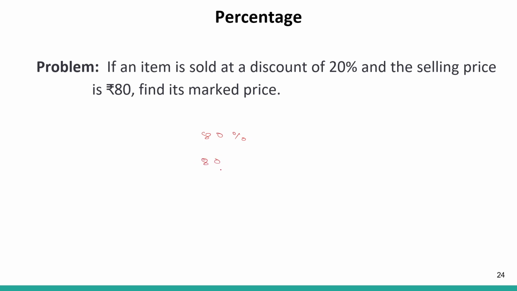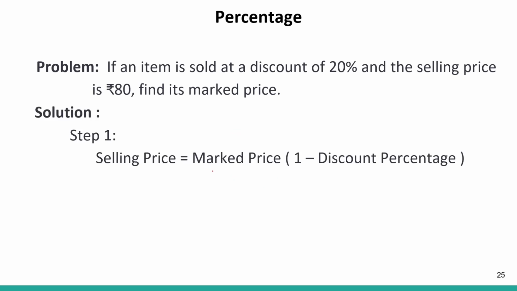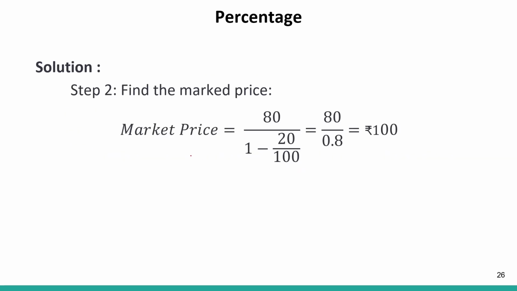So if 80% is equal to 80, 1% is equal to what? 1. So this implies that 100% is equal to 100 rupees. So the price must be 100 rupees. Okay. So let's see by the general method. Selling price is equal to marked price whole into 1 minus discount percentage. So marked price is equal to 80 by 1 minus 20 by 100, that is equal to 80 by 0.8, which is actually equal to 100. Okay, so this is the final answer.